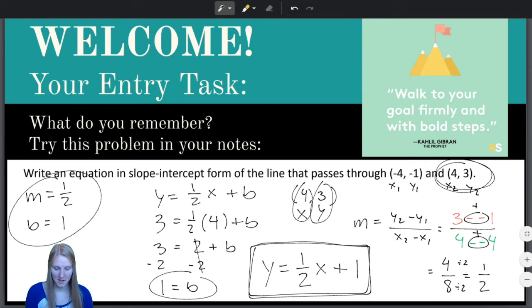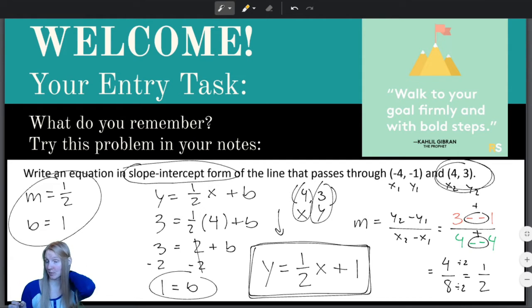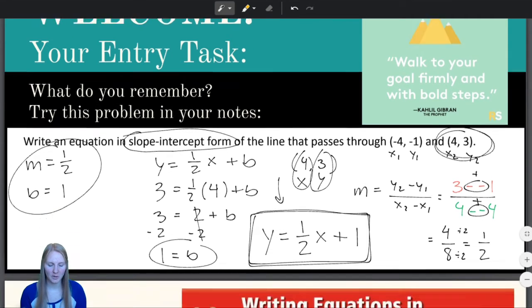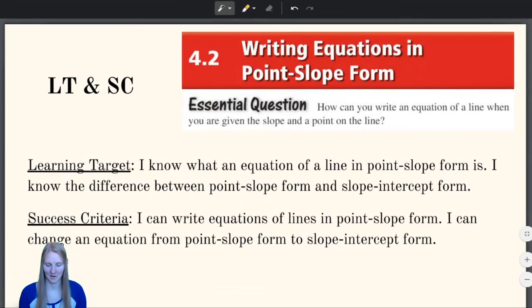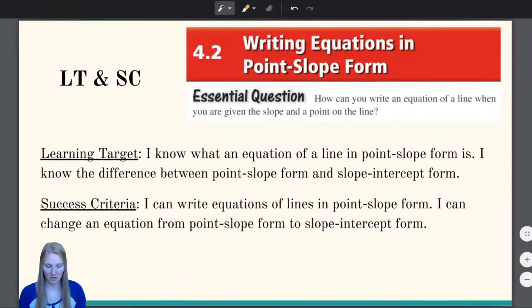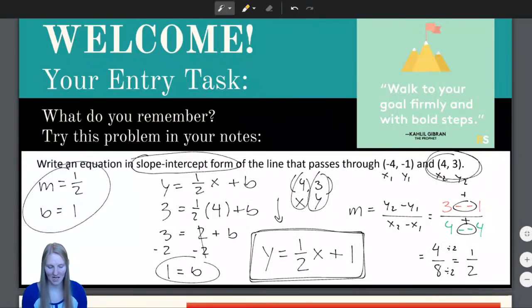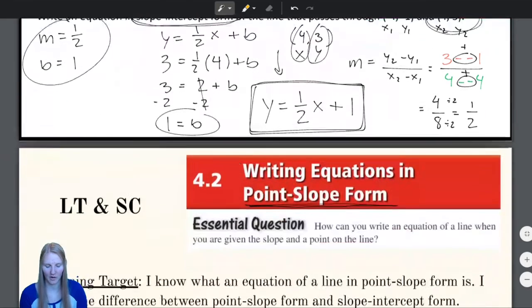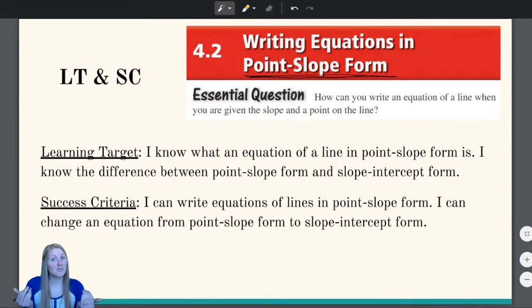Okay, so that was slope-intercept form, y equals mx plus b. That was a review of what we did in the last video. Let's move on to what we have for this video. This video is the start of section 4.2, and 4.2 is about point slope form. So the entry task was slope-intercept form. Now today, we're going to move on and talk about a different form, point slope form.